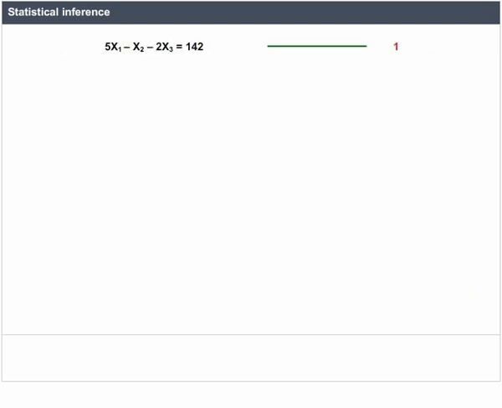5x1 minus x2 minus 2x3 equal to 142 is called equation 1. x1 minus 3x2 minus x3 equal to minus 30 is called equation 2. 2x1 minus x2 minus 3x3 equal to minus 5 is called equation 3.